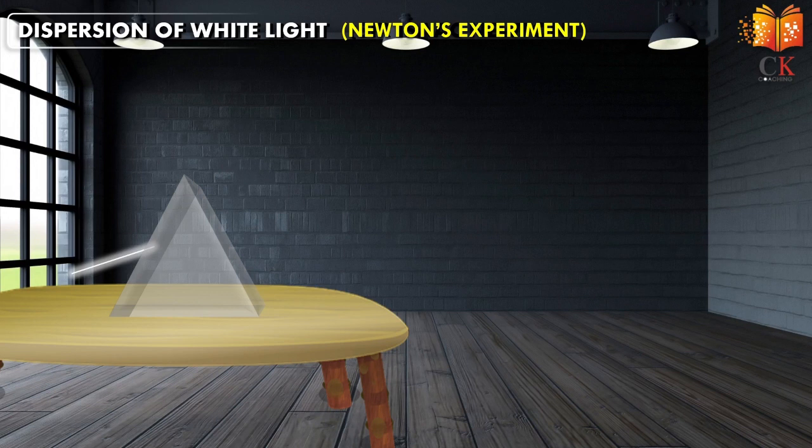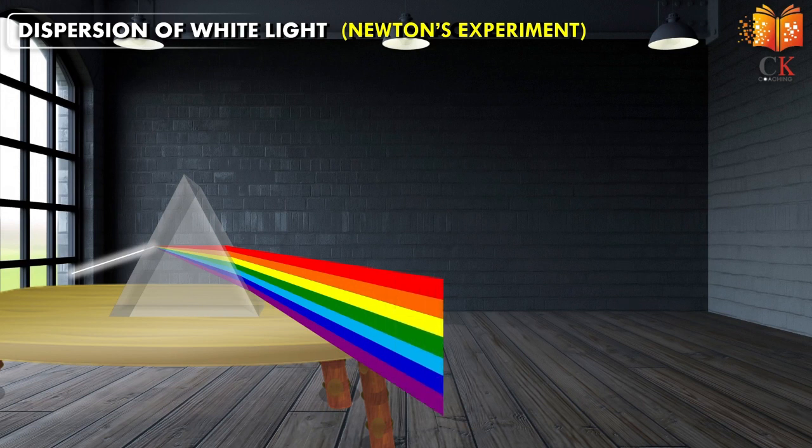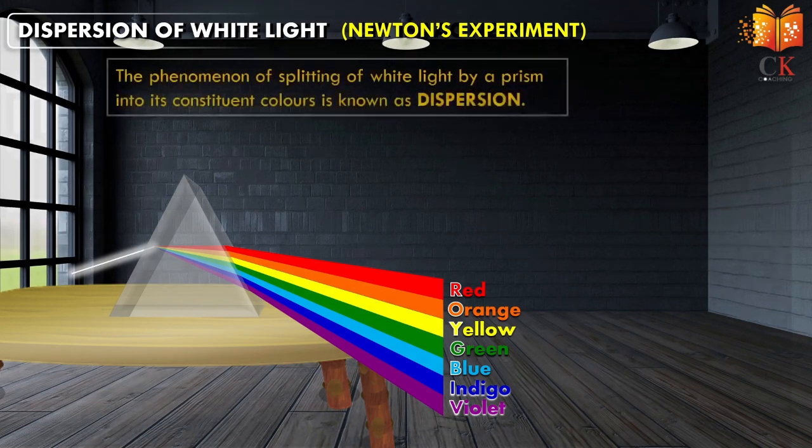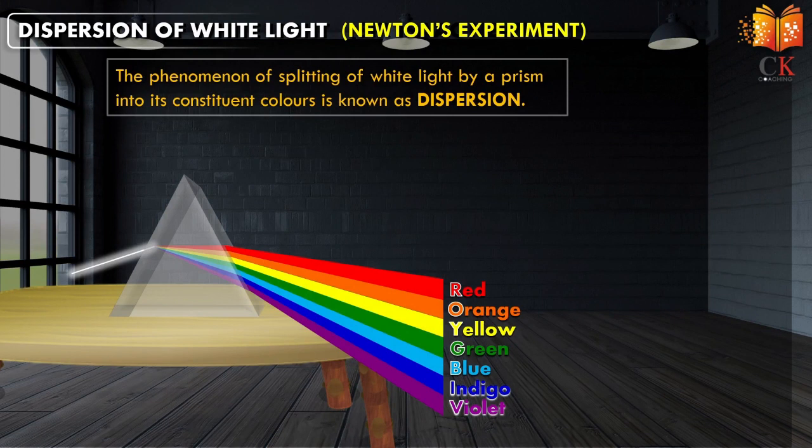So when a white light is passing through one edge of a prism, it splits up into its constituent colors, and the constituent colors are these 7 colors, which is VIBGYOR, a short abbreviation. V stands for violet, then indigo, blue, green, yellow, orange and then red. So this phenomenon of splitting into constituent colors is called dispersion. So how do we define dispersion? The phenomenon of splitting of white light by a prism into its constituent colors is called dispersion.